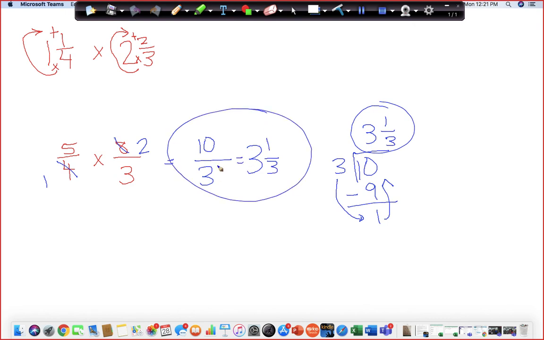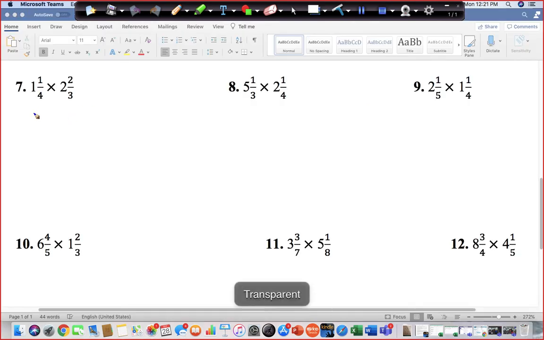These equal the same amount. 10/3 and 3 1/3 are two different ways of writing the exact same number. So 10/3 is 3 1/3. Okay, number 8, 5 1/3 times 2 1/4.